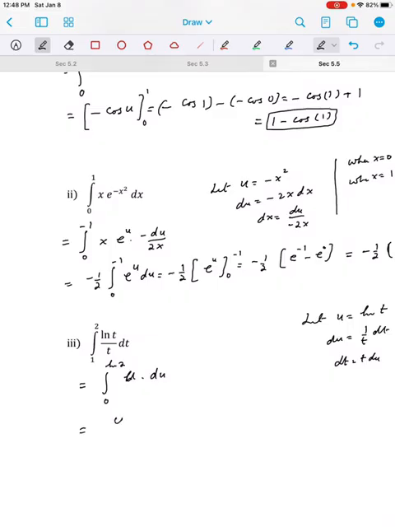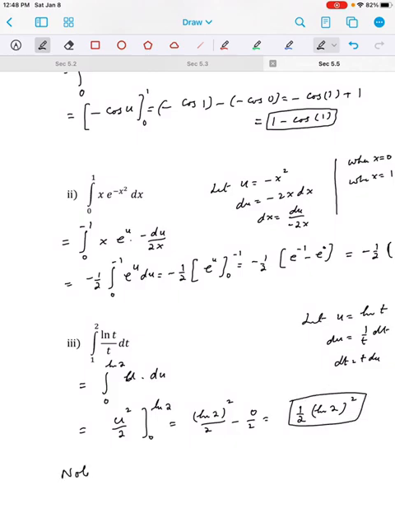So this suggests that the antiderivative is u square over 2 from 0 to ln of 2. So replace the limits. We get ln of 2 whole square over 2 minus 0 over 2. So our answer is 1 over 2 times ln of 2 whole square. So that is your answer.